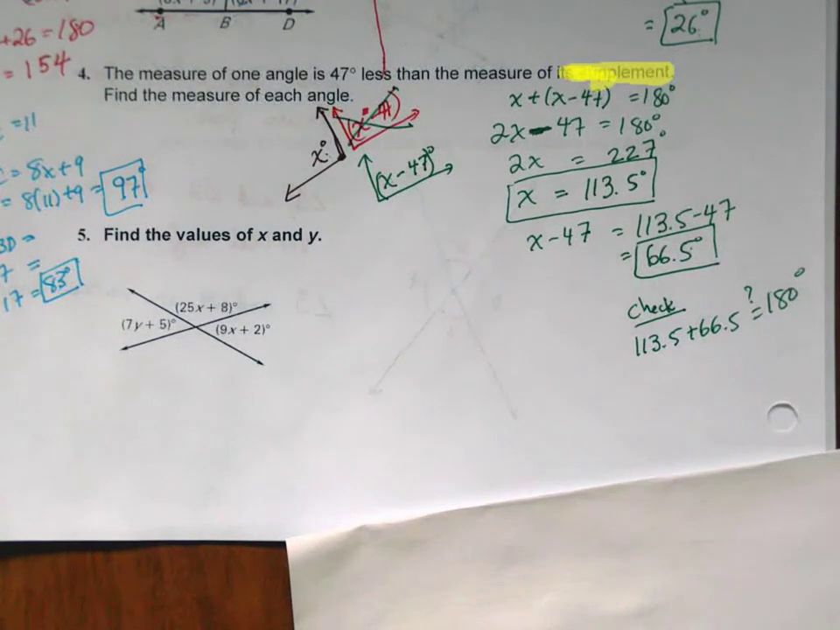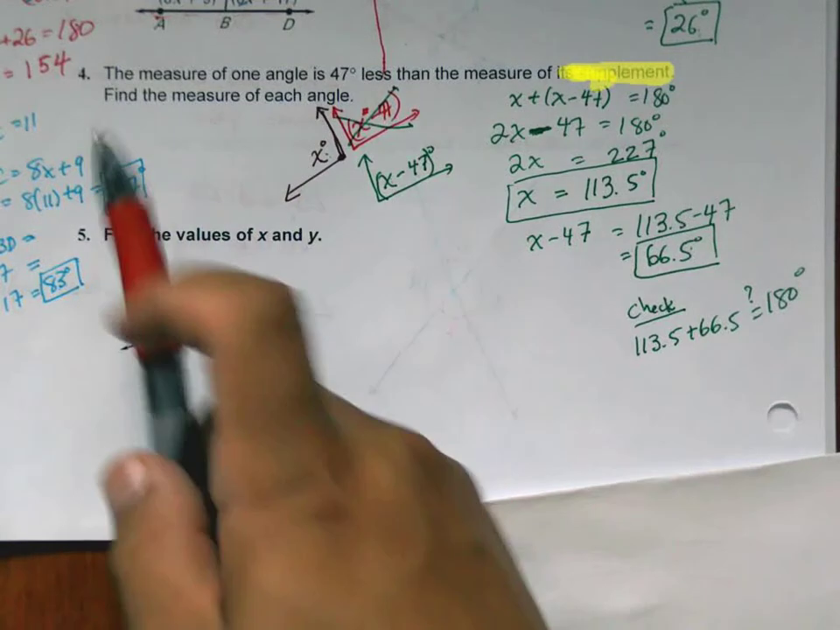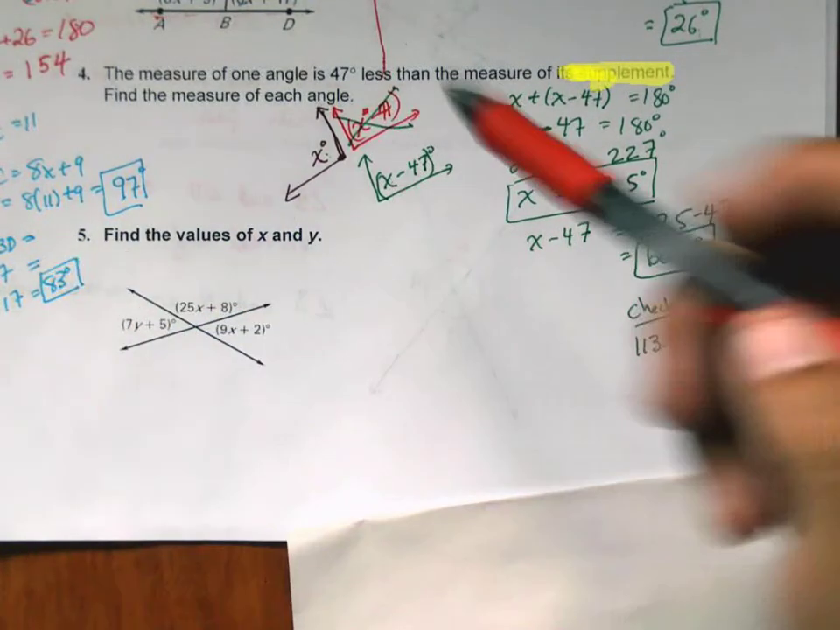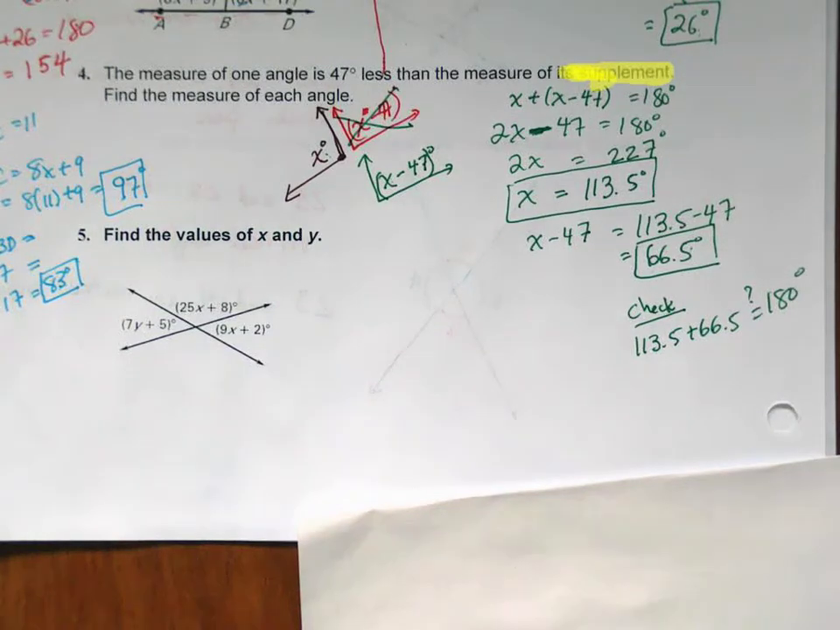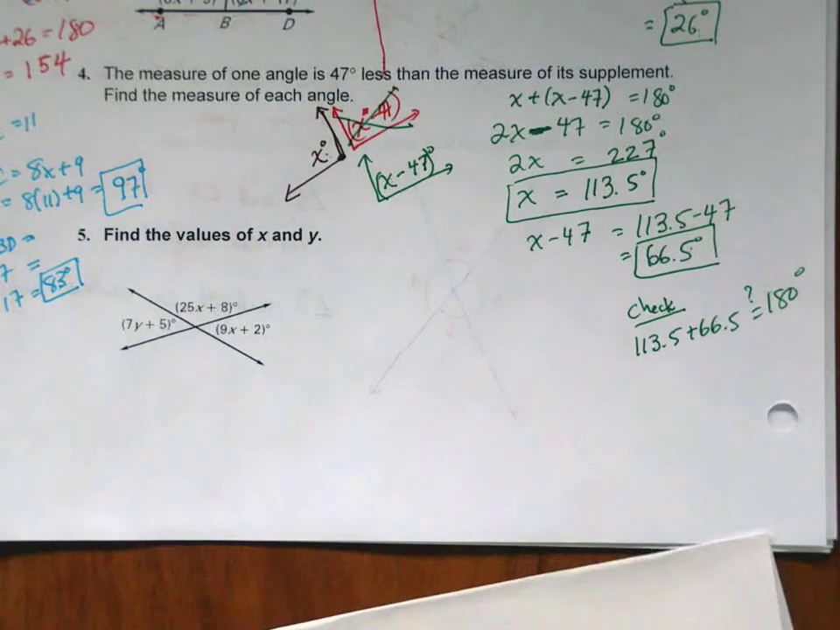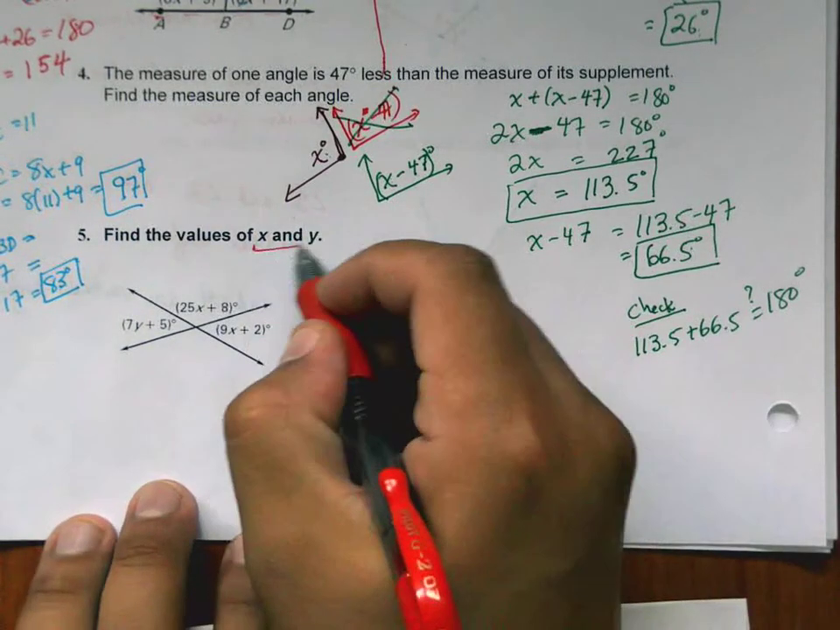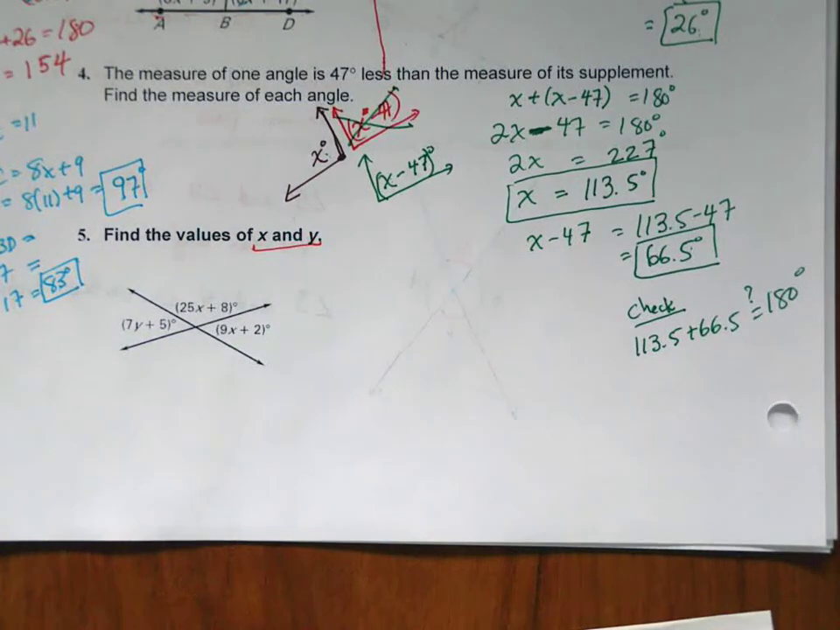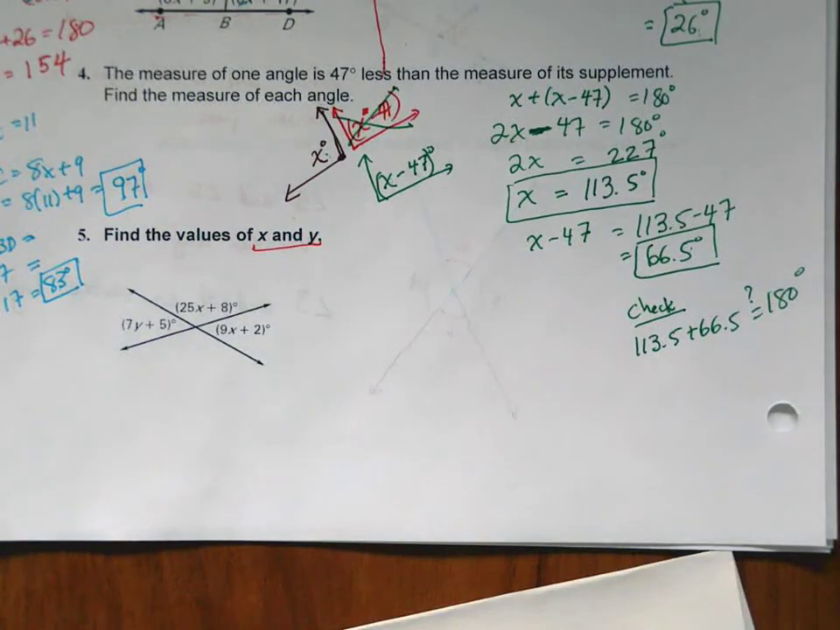So this is a little bit tricky of a problem, but it involves us having to interpret some written information and represent it maybe in pictures or algebraically. All right, let's move on to our final example of the notes. Find the values of x and y. Now notice we're solving for the variables this time. We don't have to worry so much about the measure of the angle itself.